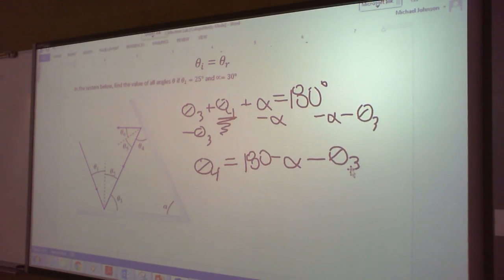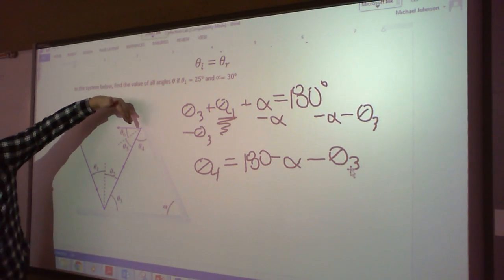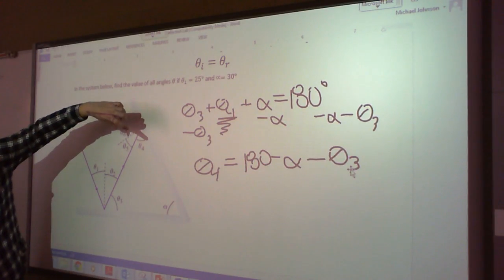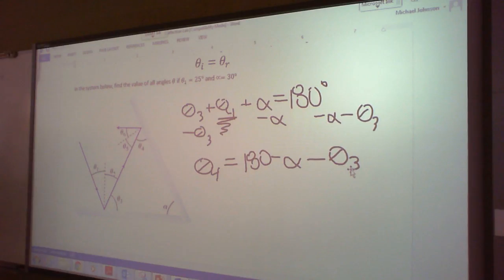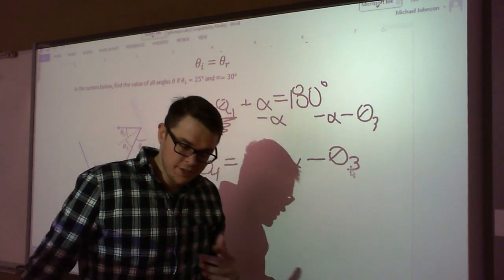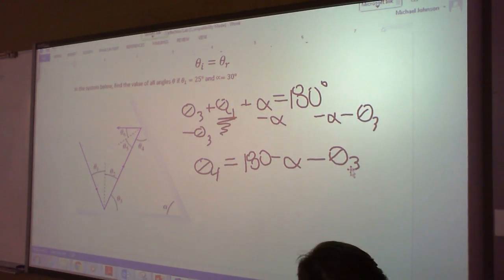And then from there, how are we going to figure out theta 5? Isn't it 90 minus theta 4? Because this is a normal line. This light reflects, and so it's perpendicular here. This is 90 minus theta 4 will give us theta 5. Cool. And then theta 6 is equal to theta 5, thanks to our law of reflection.